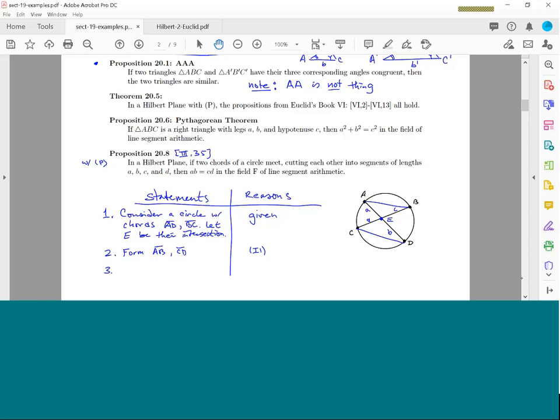Yep. The easiest ones to spot are the ones at point E. So angle AEB, so that's the one up here in the top triangle, is going to be congruent to the one down in the bottom triangle. So that would be, what is that, CED. And they're vertical angles.